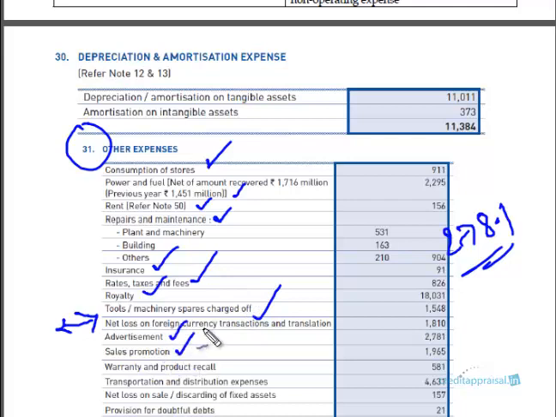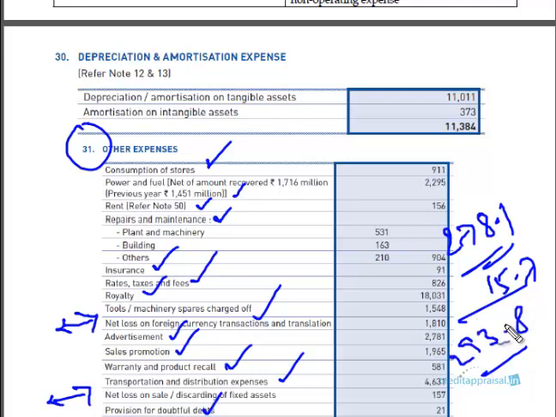Advertisement we have put under selling expense, also sales promotion, warranty, distribution expense. Net loss on sale of fixed asset, so this 115.7, right, this is also a non-operating expense. Provision for doubtful debts, put it under selling expense. Other miscellaneous is a general expense. So 278.1 and 15.7, these two items have to be put under the non-operating expense. So 293.8 crores, this will be put under the non-operating expense.